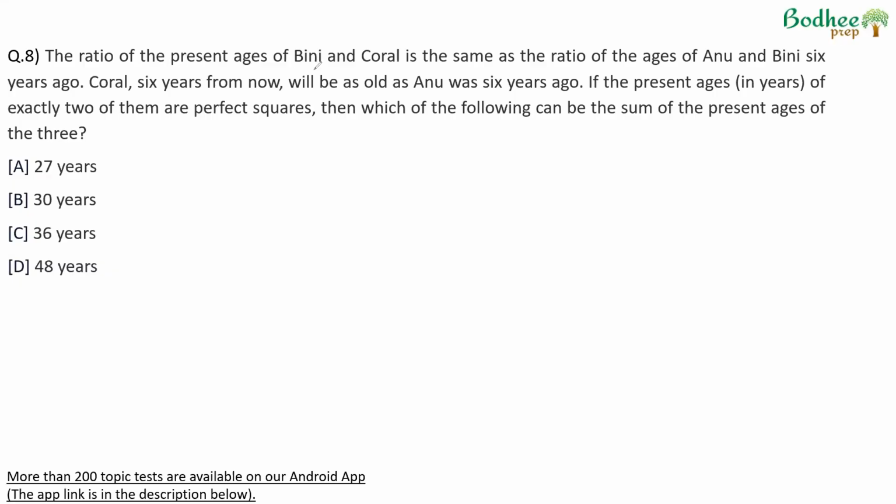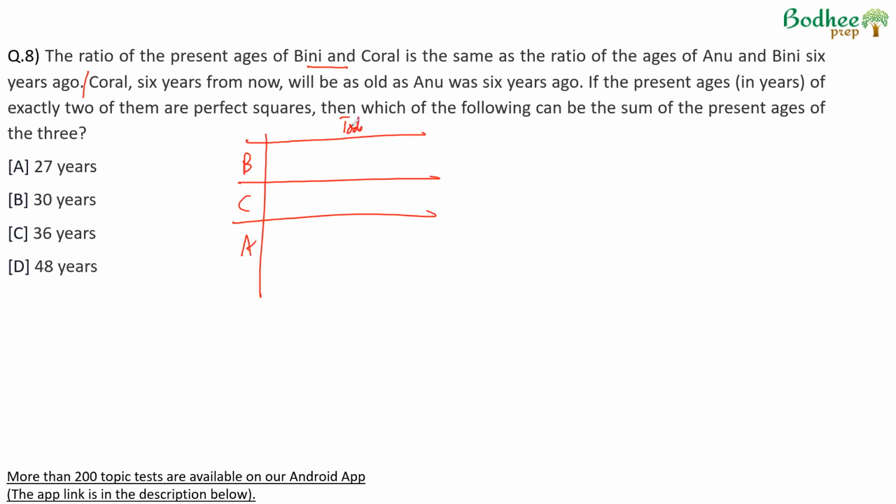The ratio of present ages of Binny and Coral is the same as the ratio of ages of Anu and Binny 6 years ago. Coral 6 years from now will be as old as Anu was 6 years ago. Anu, Binny, Coral. Binny, Coral, Anu. We're looking at three different parts.